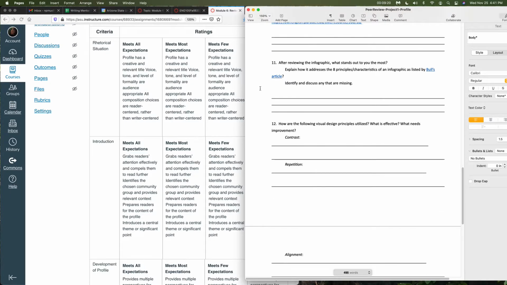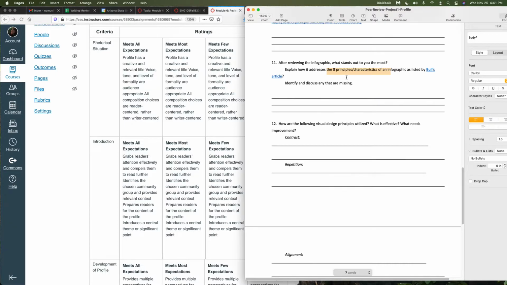After reviewing the infographic, what stands out to you the most? Explain how it addresses the 8 principles, characteristics of an infographic as listed by Bull's article. Identify and discuss any that are missing. So this is kind of like a checklist, right? Is it 6 out of 8? Is it 7 out of 8? Is it 8 out of 8?